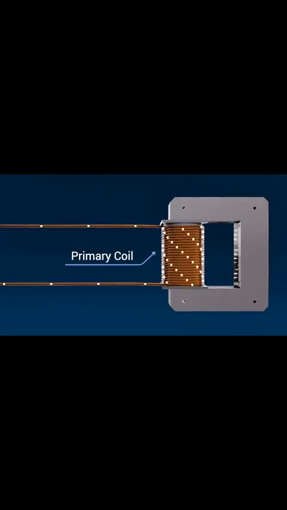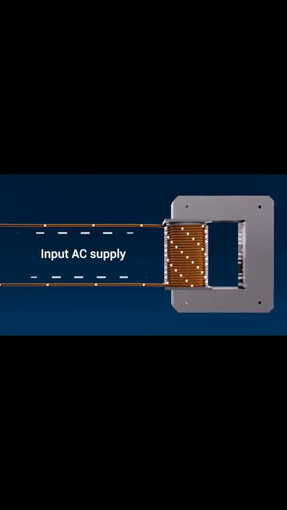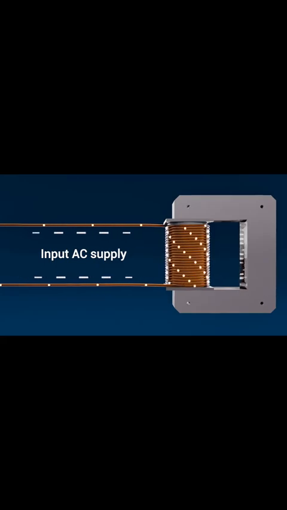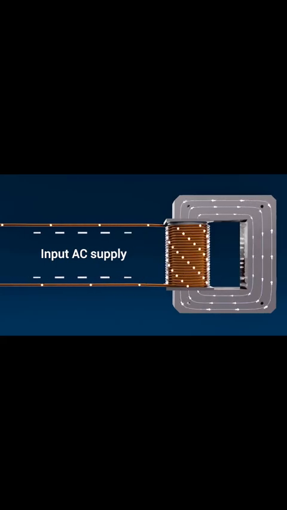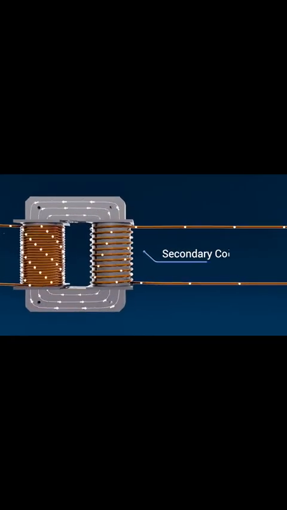Wrapped around one side of the core is the primary coil. This coil is connected directly to the input AC supply. As alternating current flows through it, the coil generates a changing magnetic flux that the core channels and concentrates. On the opposite side, wound around the same core, is the secondary coil.